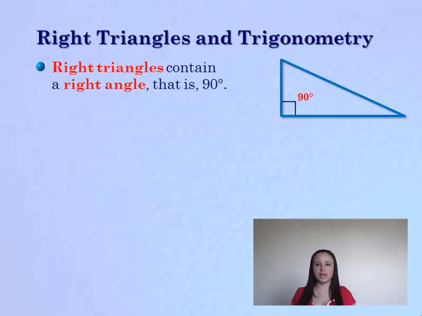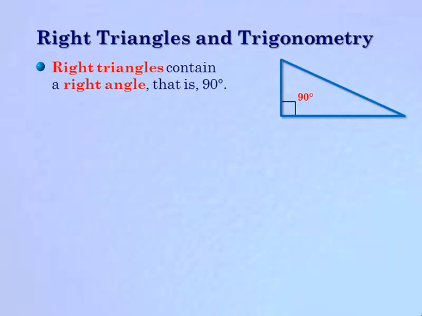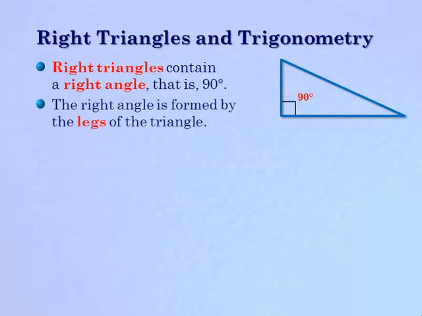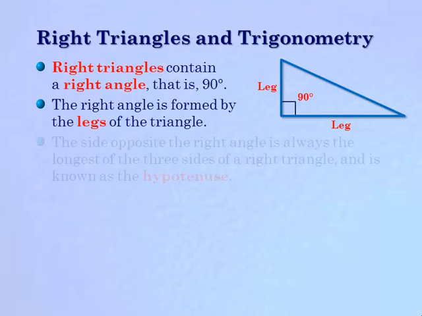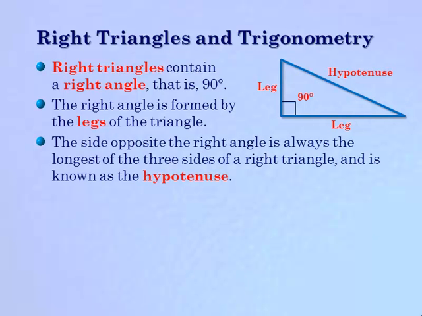Right triangles contain a right angle, that is 90 degrees. You've seen that before. You've learned about right triangles in previous modules. The right angle is formed by the 2 legs of the triangle. And the side opposite of the right angle is always the longest of the 3 sides, and it's known as the hypotenuse.